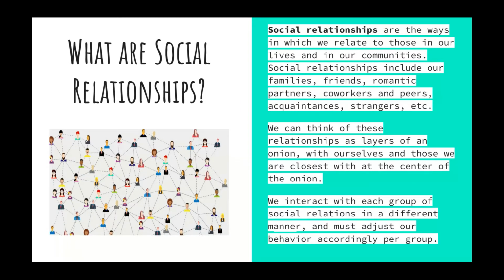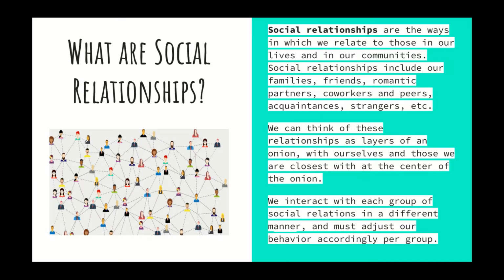So what in the world are social relationships? Well, social relationships are the ways in which we relate to those in our lives and in our communities. Social relationships include our families, our friends, our romantic partners, coworkers and peers, acquaintances, strangers, etc.